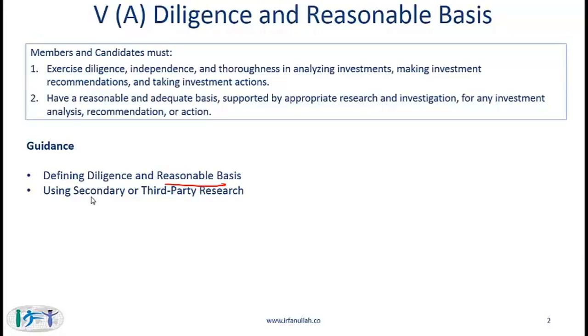As a financial analyst, you might be relying on secondary and third-party research. It is your responsibility to ensure that this material is sound. So you need to look at the assumptions that went into the third-party research. Was that research performed with adequate rigor? When was that research performed? So if it was performed a year ago, that research might not be relevant anymore. Was that research completely independent and objective?